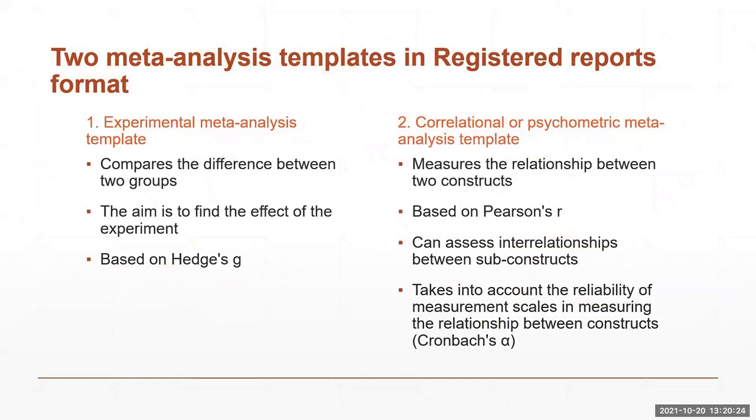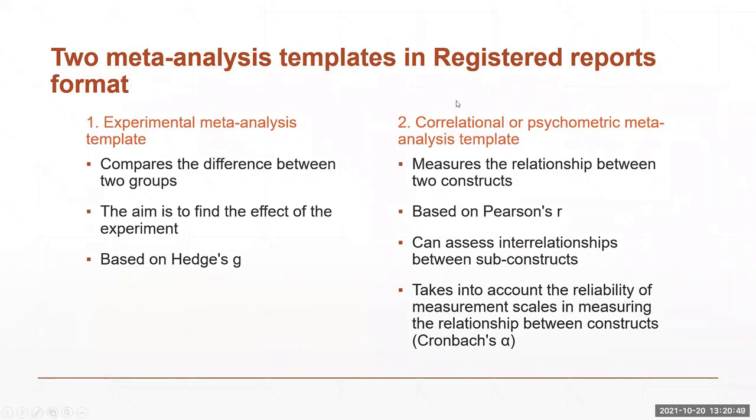Okay, so we have two meta-analysis templates in this format. One is for experimental meta-analysis, and experimental meta-analysis compares the difference between two groups, mostly an experimental group and a control group. The aim is to find the effects of the experiment, and it's based on Hedges' g. If you don't know what it is, it's the same as Cohen's d. It's just a correction for Cohen's d.